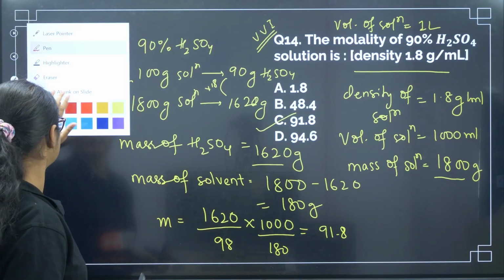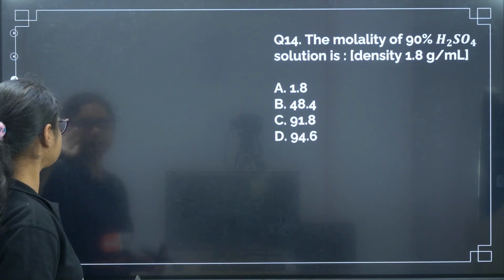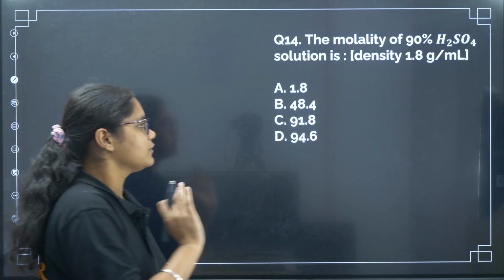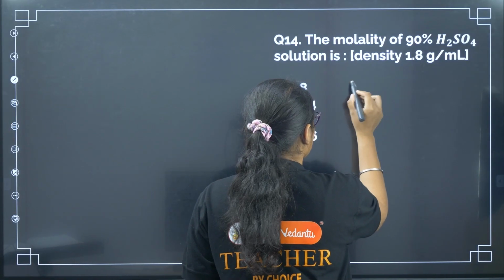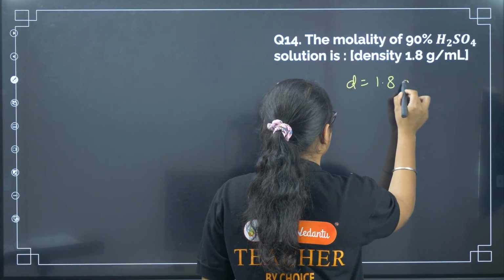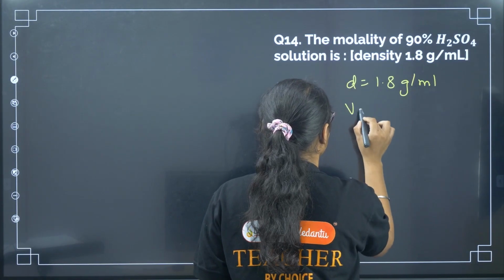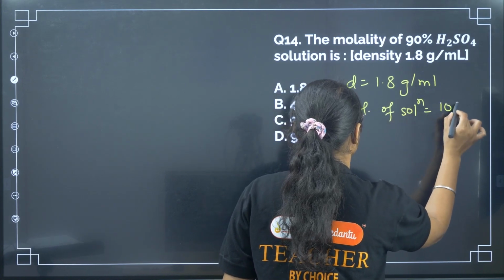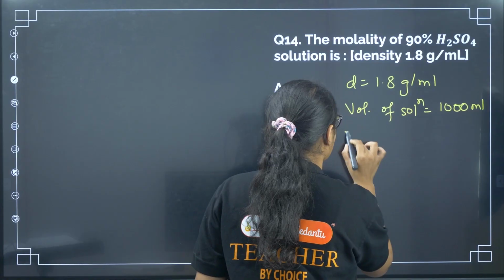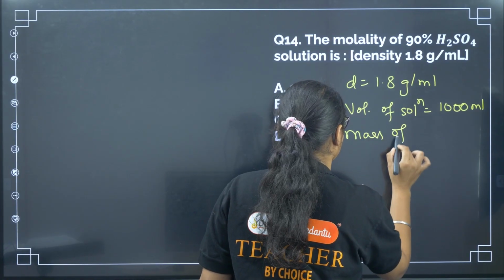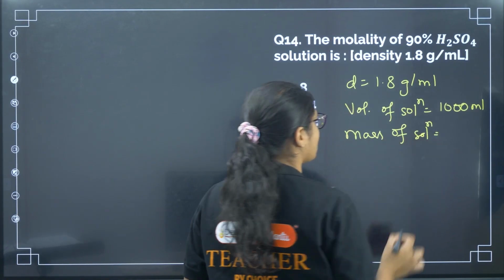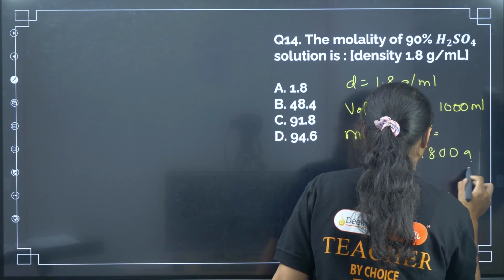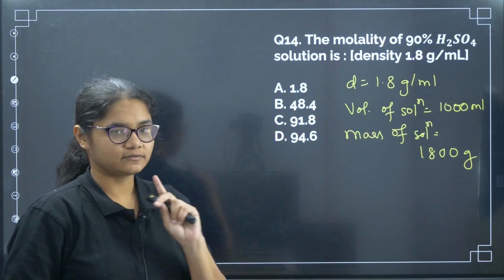Okay, I'll erase it and repeat once again. Those who didn't understand, please check one more time. This is a little tricky question. It is given density is 1.8 gram per ml. Let the volume of solution be 1000 ml. Then what is the mass of solution? Mass of solution is 1000 into 1.8, that is 1800 gram. So this is the mass of the solution.